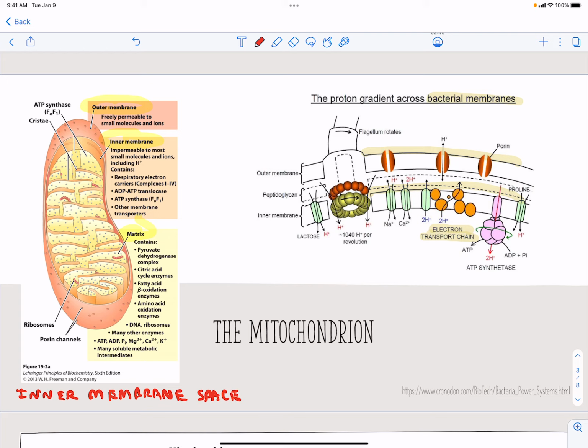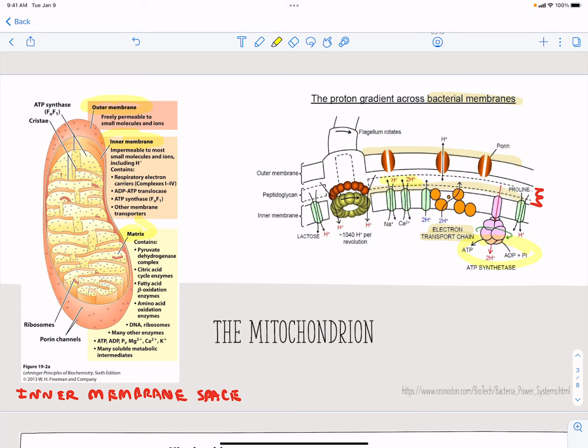Now, the inner membrane space is shown a bit better in the bacteria over here, in which you have hydrogens that are being pumped across the membrane, the inner membrane, into that inner membrane space. And then that's going to generate a potential to create ATP, and it's going to be very similar in our cells as well, in our mitochondria.